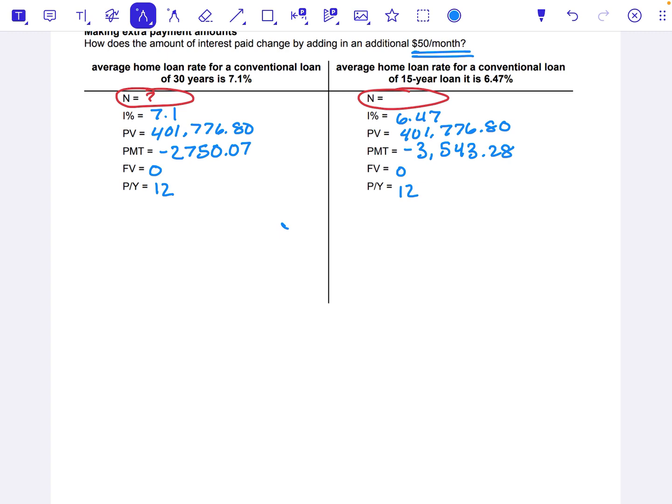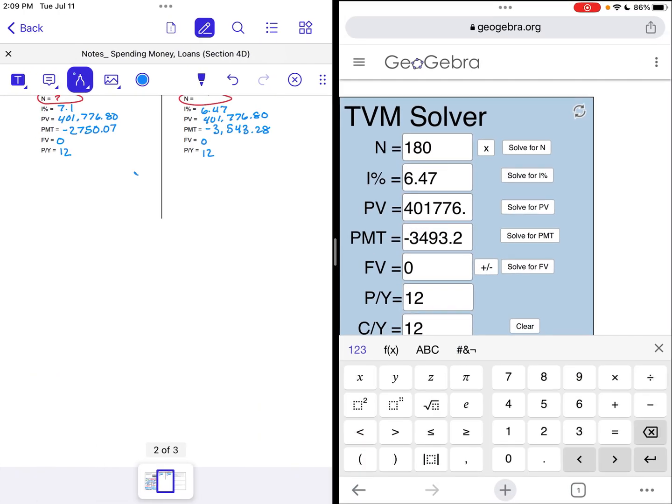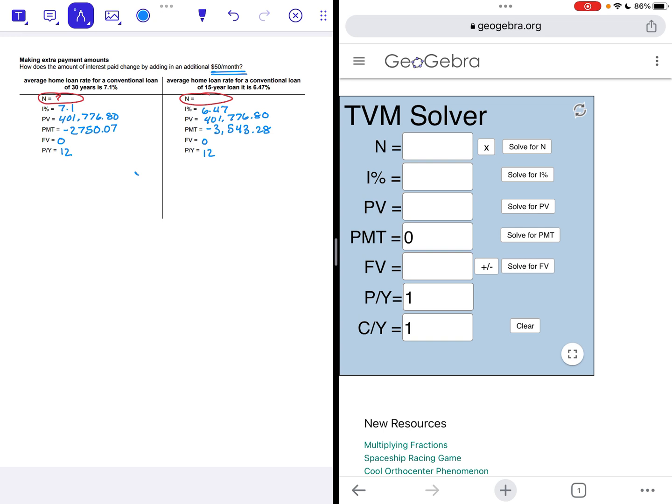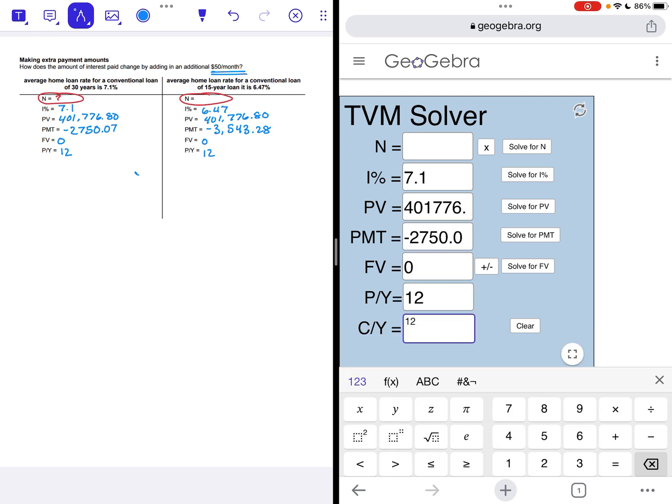So let's go back to our TVM solver. We're going to clear it out. And then let's start with the 30-year loan again. So we're going to say, okay, 7.1. It's still 401. I probably shouldn't have cleared this out. I'm realizing now, but I did. I know my payment. Now remember, payments are money out of pocket, so we're going to use negative here, 2750.07. The future value I want to be 0, and it's 12 payments per year.